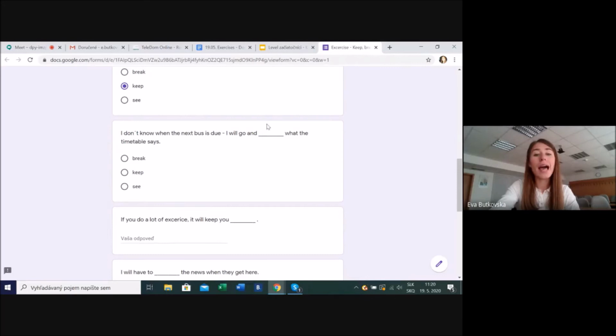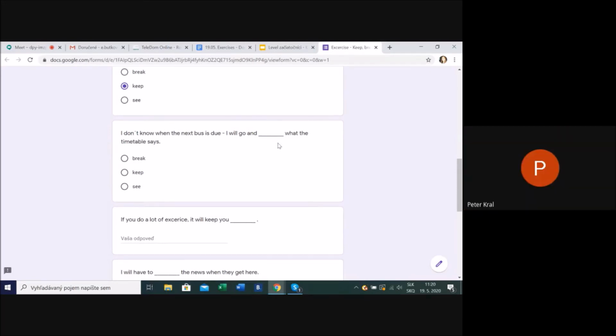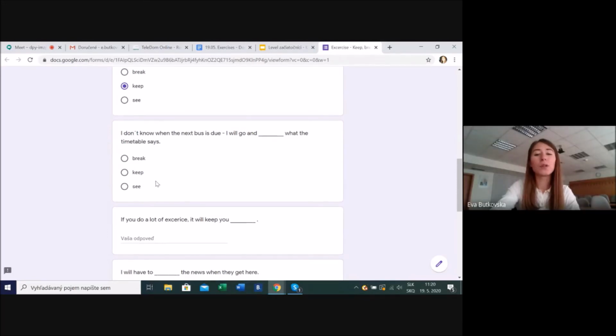Good. Next. I don't know when the next bus is due. I will go and see what the timetable says. So again, in this sentence, we understand the meaning of see is to find out what the timetable says.